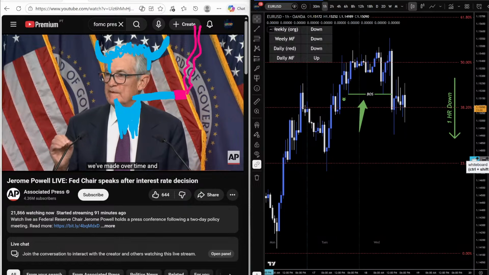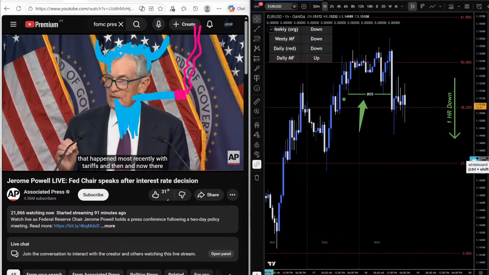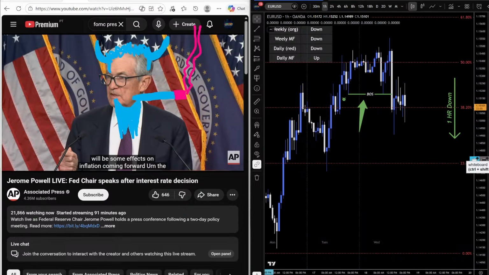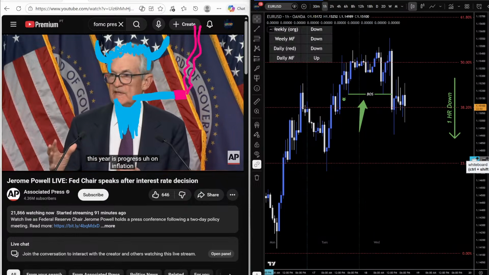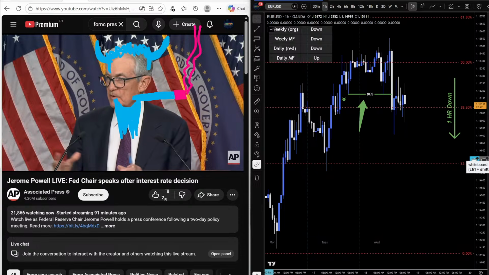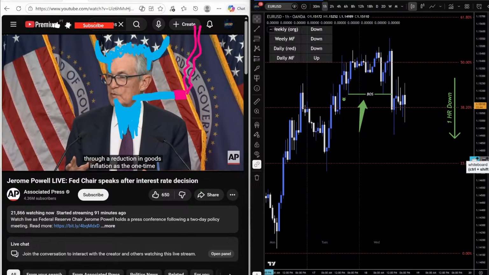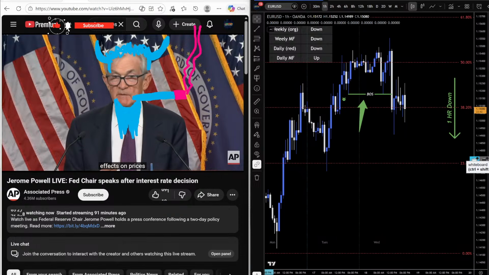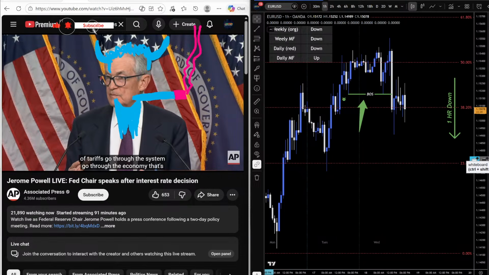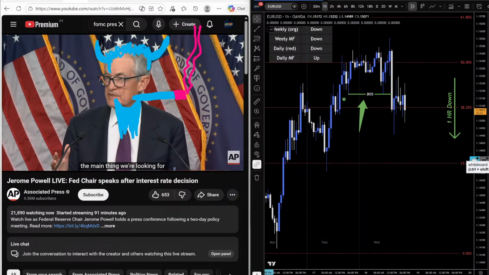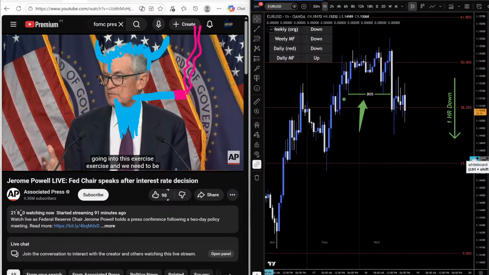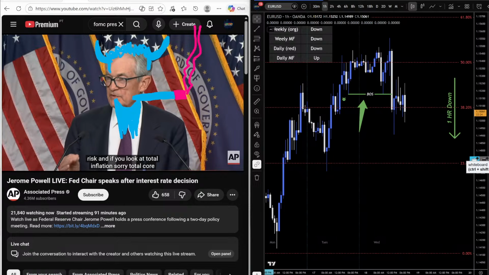The thing that's really important that we see this year is progress on inflation through a reduction in goods inflation as the one-time effects on prices of tariffs go through the system, go through the economy. That's the main thing we're looking for going into this exercise. And we need to be seeing that to understand that we actually are making progress, because on net we didn't make progress. If you look at total core inflation, it's about 3%, and some big chunk of that, between 1/2 and 3/4, is actually tariffs. So we're looking for progress on that.